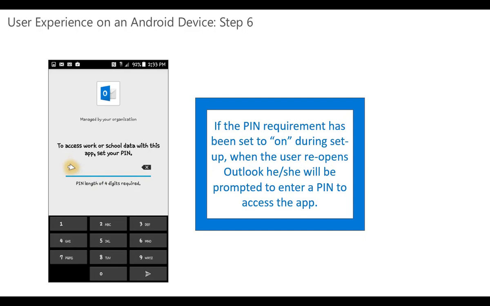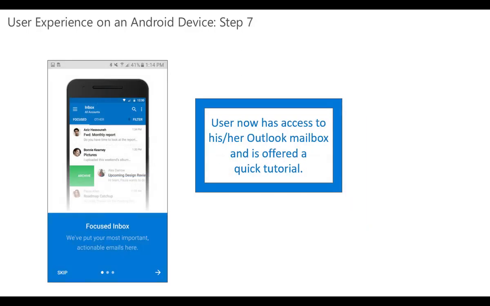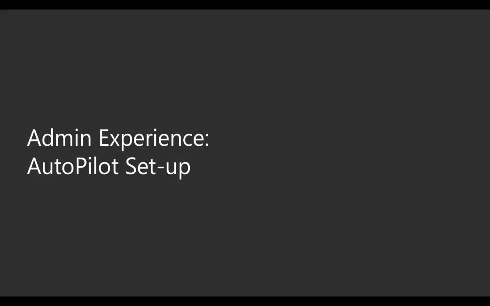If you have the PIN option set for your applications, the user will need to put in a PIN and then reopen Outlook so that they can then get access. Now, once they've gone through that, they'll then be able to access their mailbox and go through a quick tutorial.